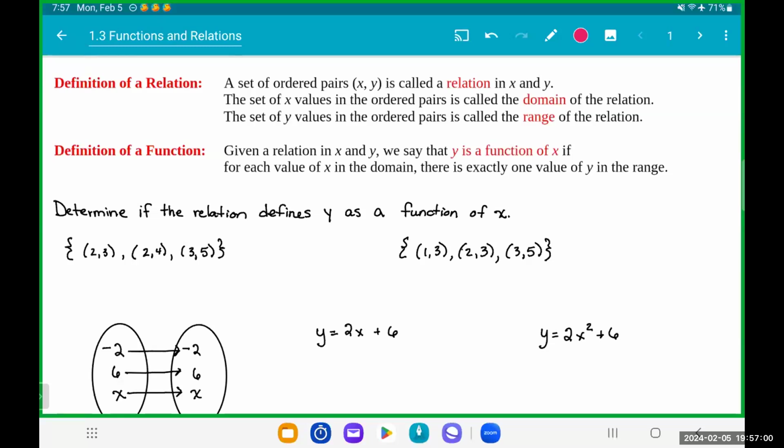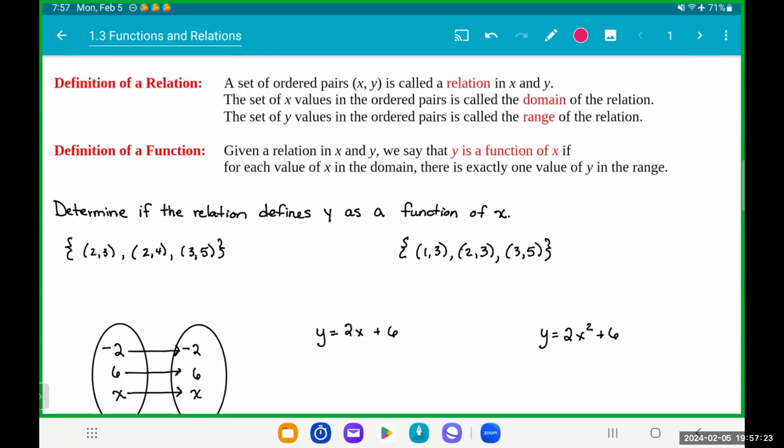So in section 1.3, we're going to talk about relations and functions, okay? And so you should be familiar with ordered pairs. That's where we have an x coordinate and a y coordinate, and it's called a relation in x and y.